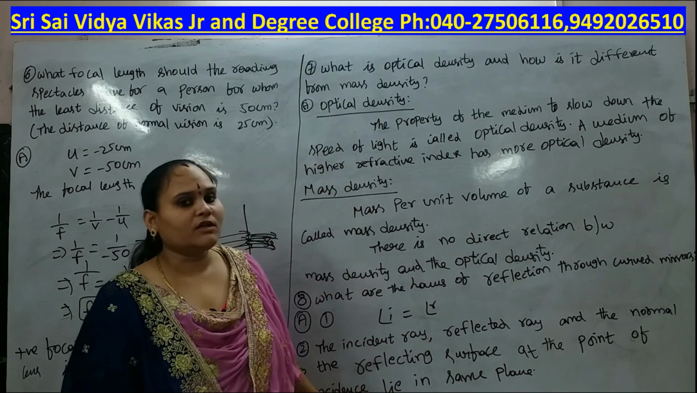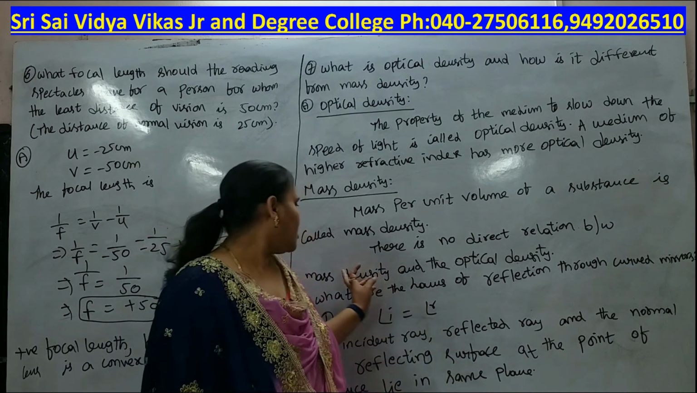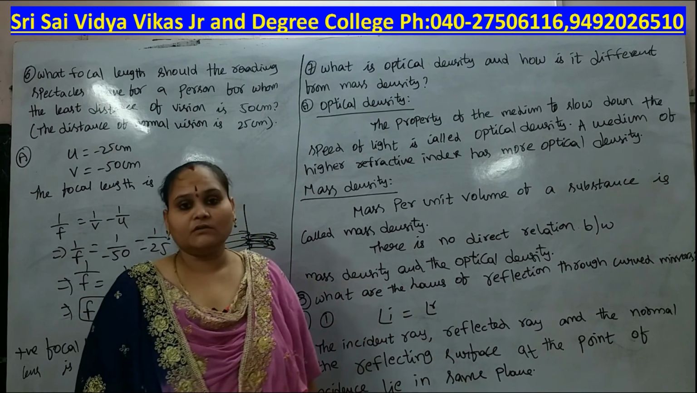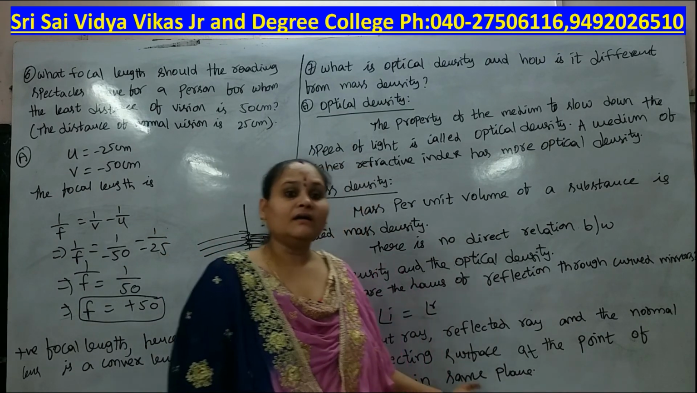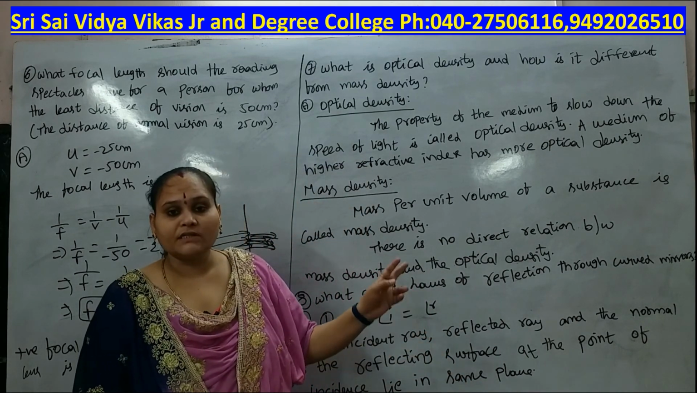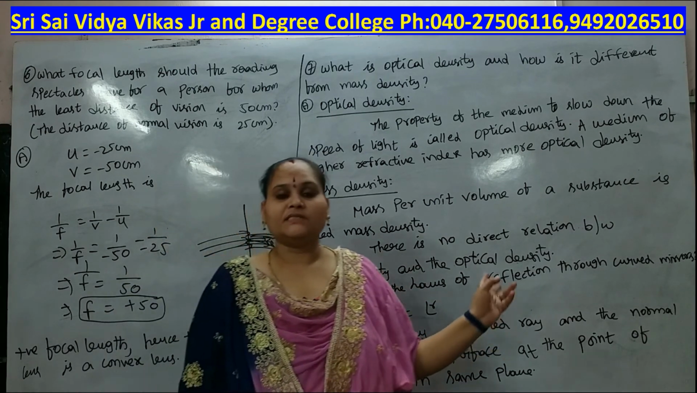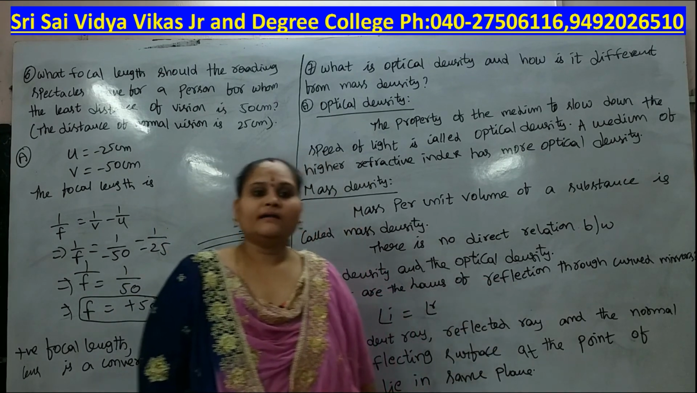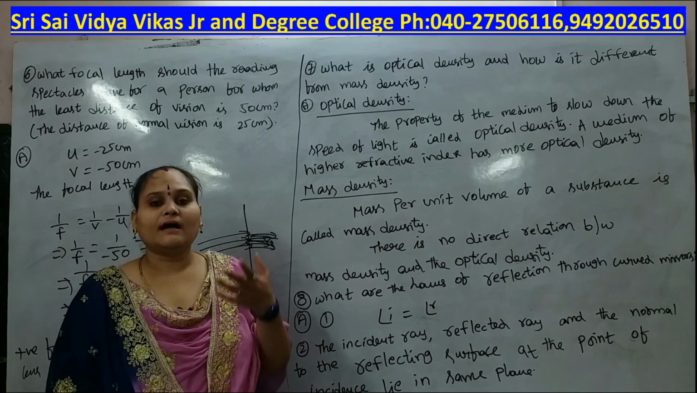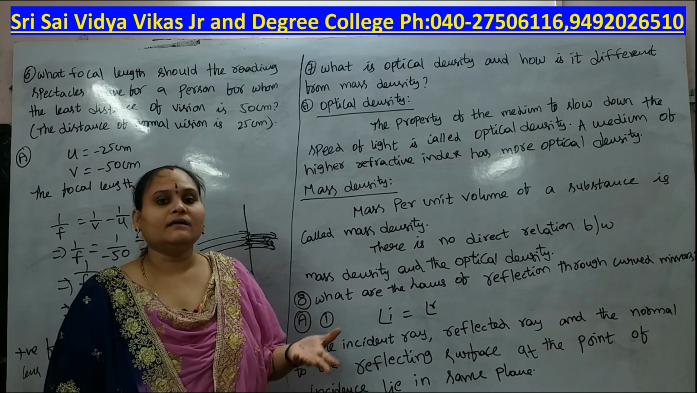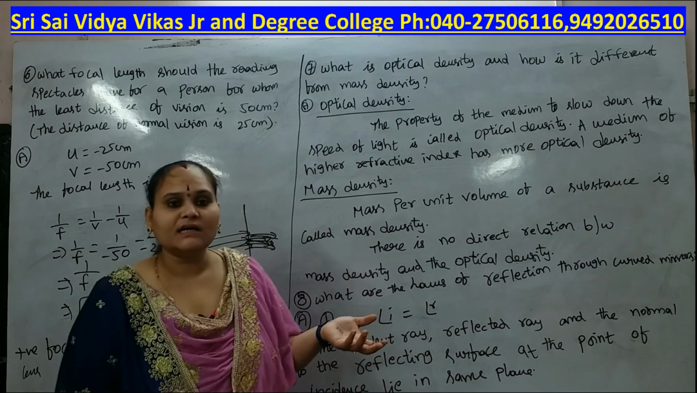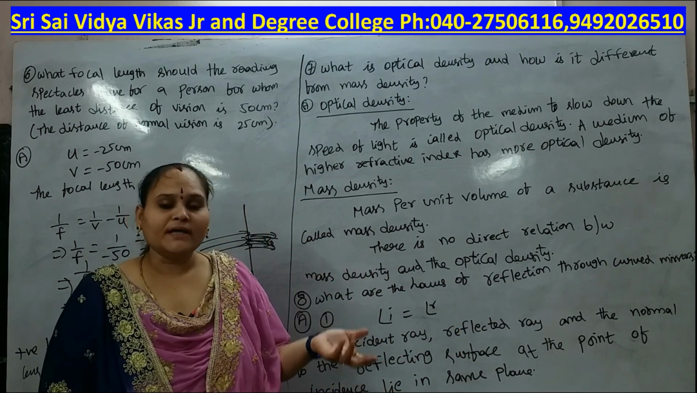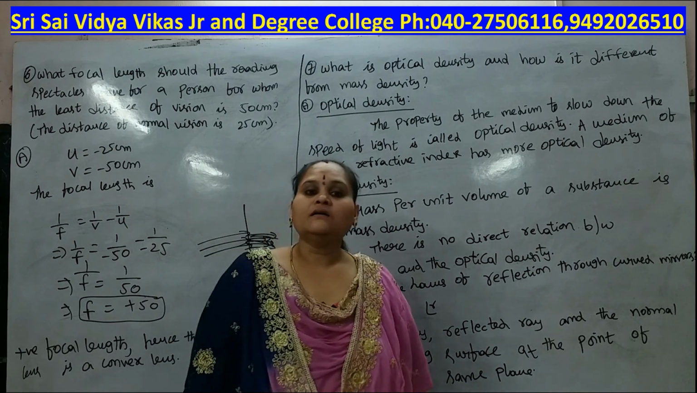And the next one is what are the laws of reflection for curved mirrors. The first law is that the angle of incidence is equal to the angle of reflection, that means angle i equals angle r. The second law is that the incident light, the reflected light and the normal drawn at the point of incidence all lie in the same plane, that means it obeys the coplanar condition. That is the second law of reflection.